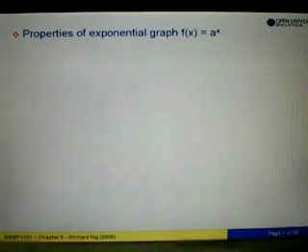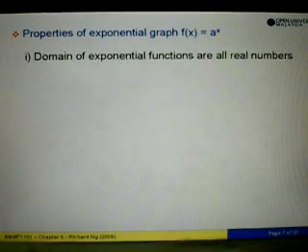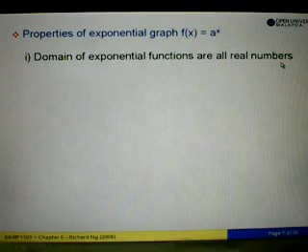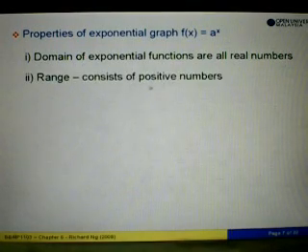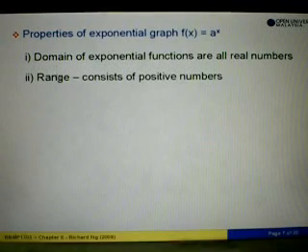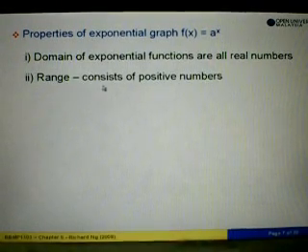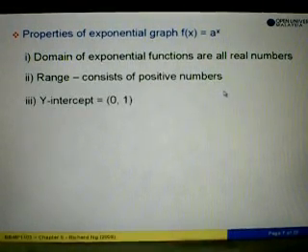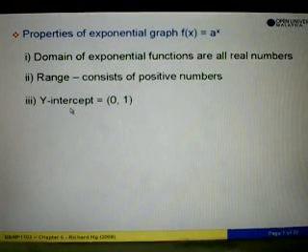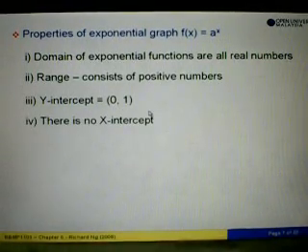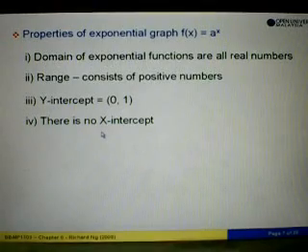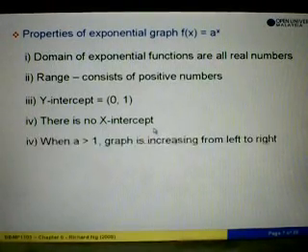Now some of the properties of the exponential graph: f(x) equals a to the power x. The domain of exponential functions is all real numbers. Okay. The range consists of positive numbers. So remember, domain refers to the x values and range refers to the y values. And the y-intercept for an exponential graph is usually (0, 1). And there is no intercept on the x-axis.